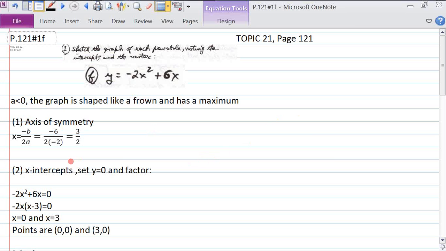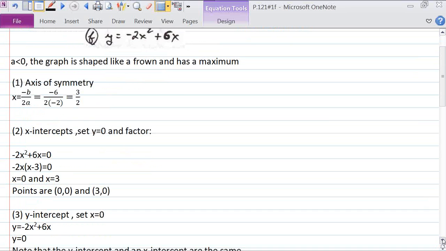The axis of symmetry is given by the equation minus b over 2a. B is 6, so minus b is -6. A is -2, so we have 2 times -2. This is -6 over -4, which is 6 over 4, which reduces to 3 over 2.